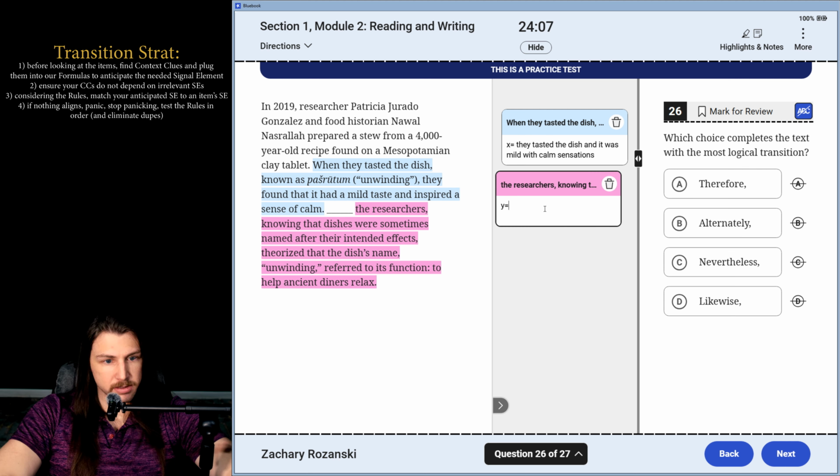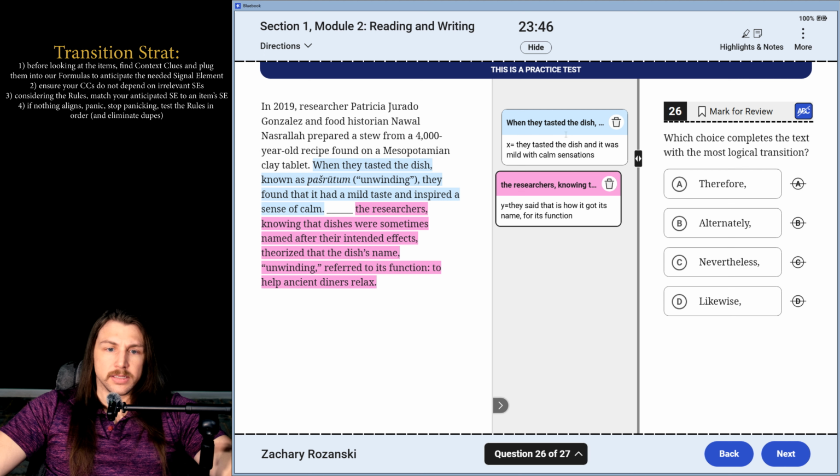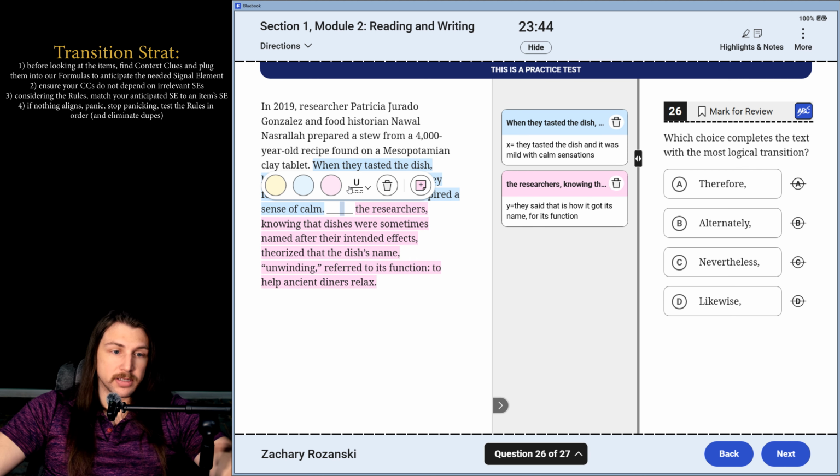The researchers, knowing that dishes were sometimes named after their intended effects, theorized the dish's name, unwinding, referred to its function, to help ancient diners relax. They said that is how it got its name for its function. So because they tested the dish, I'm already starting to engage with this idea.